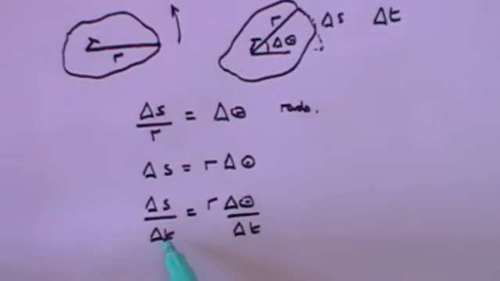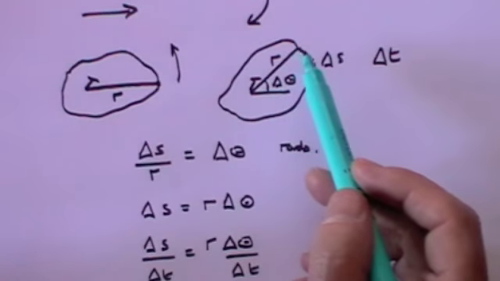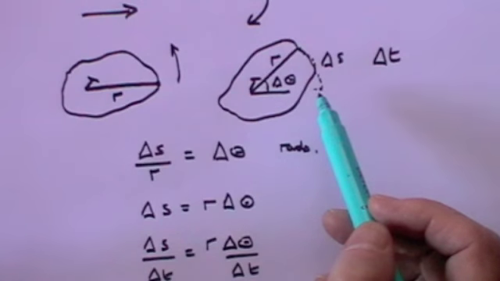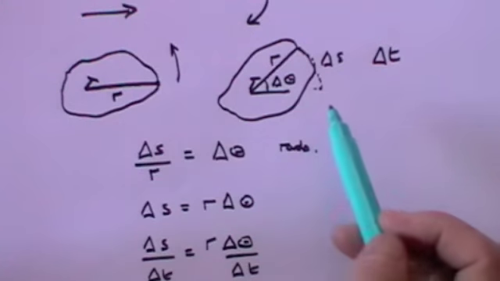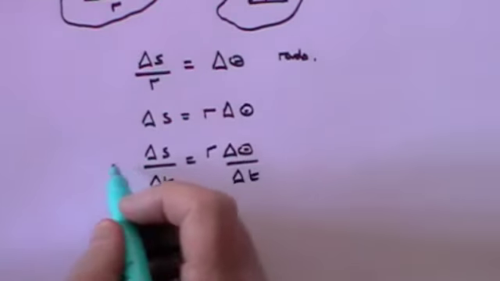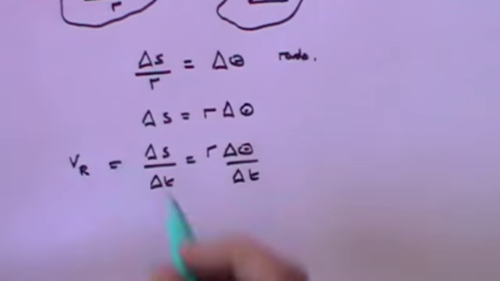Well, what's delta S by delta t? That's distance divided by time. Distance divided by time is velocity. And it's what one might call the rotational velocity. It's the velocity going round the circle as you rotate this body. So this is equal to v, the velocity, and I'm going to give it a little subscript, capital R, meaning rotational.